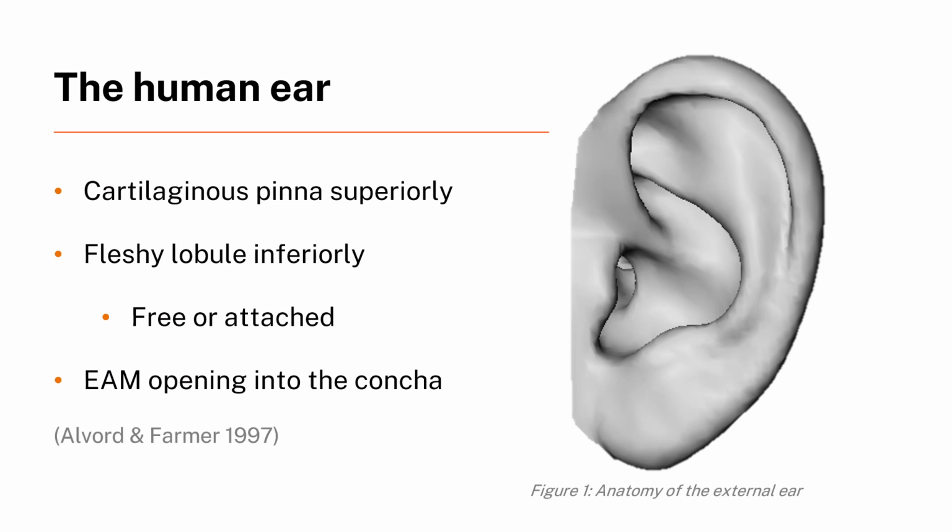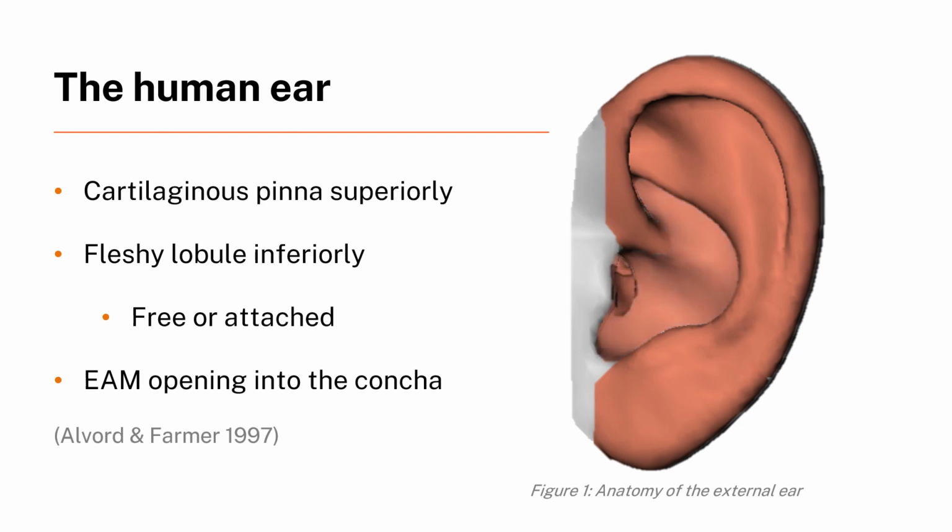The ear specifically is a complex soft tissue structure. It is not considered vital for an approximation, but does contribute to overall accuracy. The ear consists of the cartilaginous pinna superiorly and the fleshy lobule inferiorly. The external auditory meatus opens up into the concha.